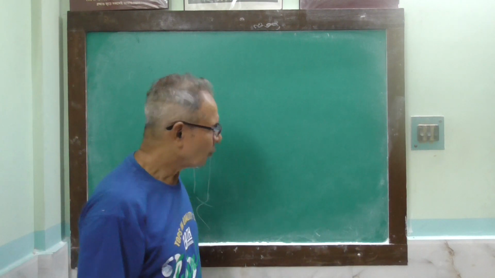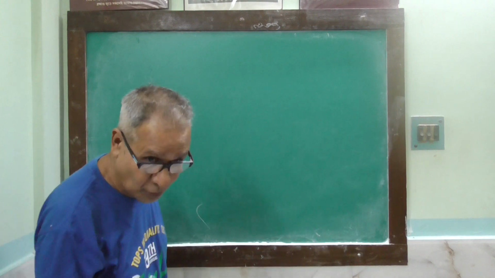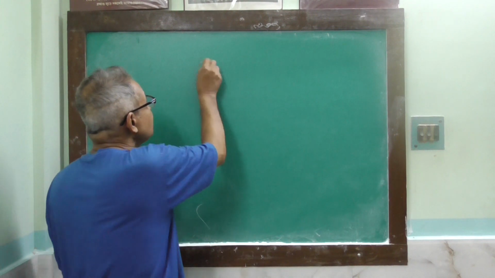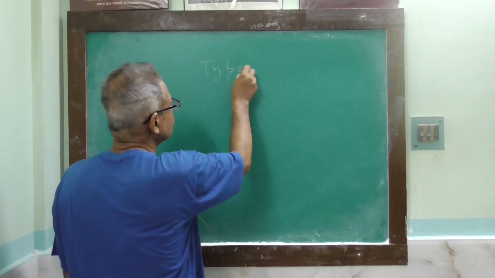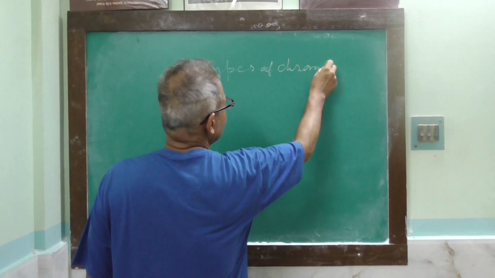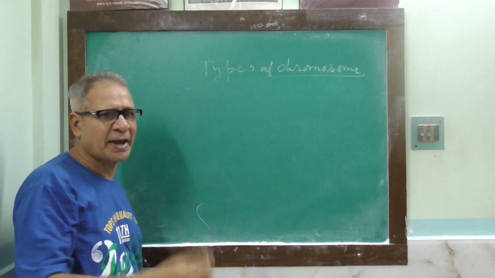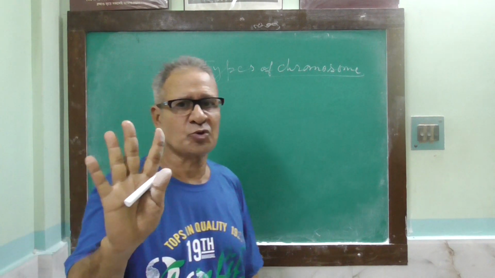Now we come to another part of it, that is types of chromosome. In a cell, two types of chromosomes are present.